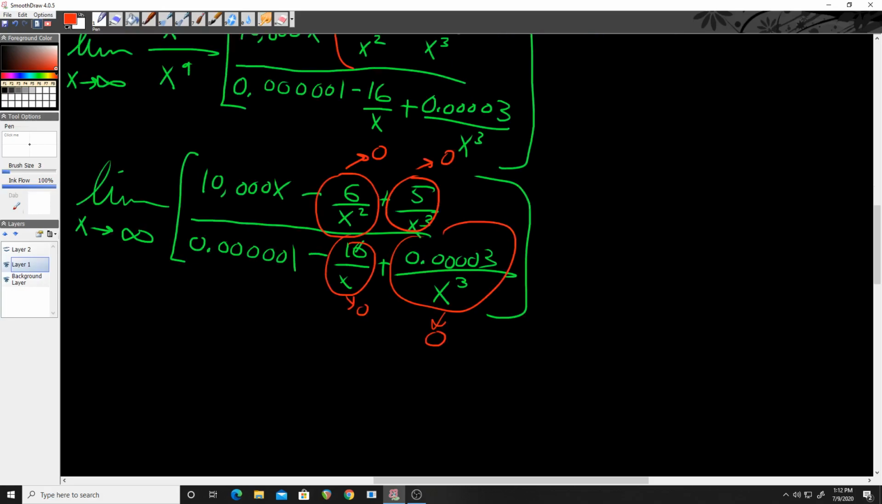And so, what do we have left after that? We have a limit as x approaches infinity of 10,000x over 0.123451.